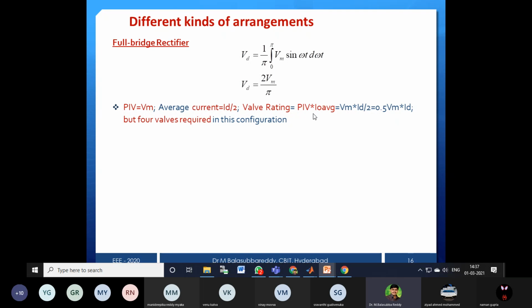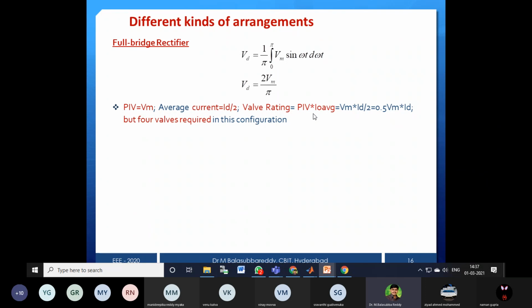Then the valve rating is 1 by 2, or 0.5, Vm into id. But in the previous case, although we are using only 2 valves, the valve rating requirement is Vm into id. In the case of the midpoint converter, the valve rating is more; there we call it EM into id. But in this case the valve rating is Vm into id by 2. So half of the valve rating is required in the case of a bridge rectifier.